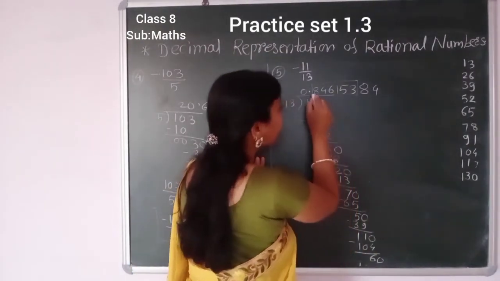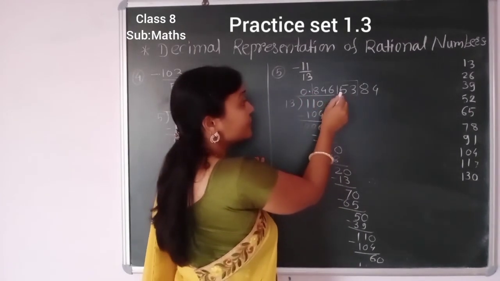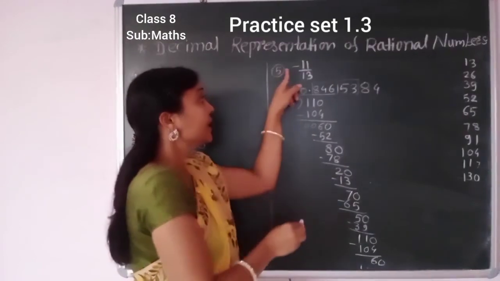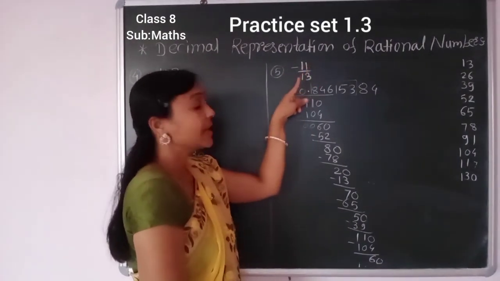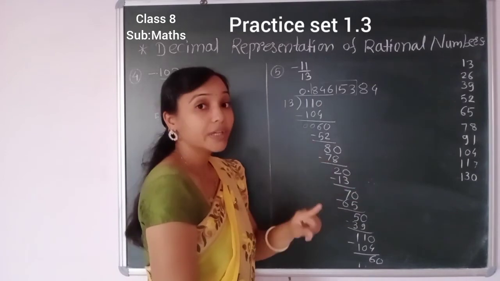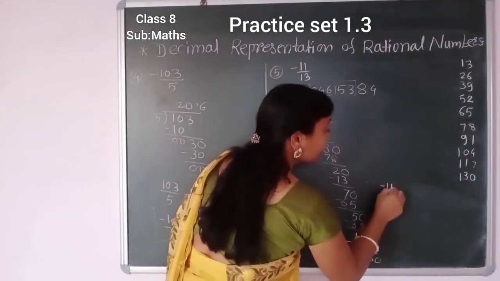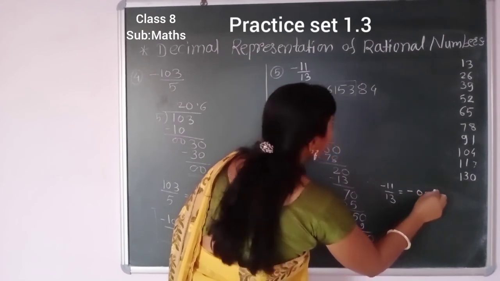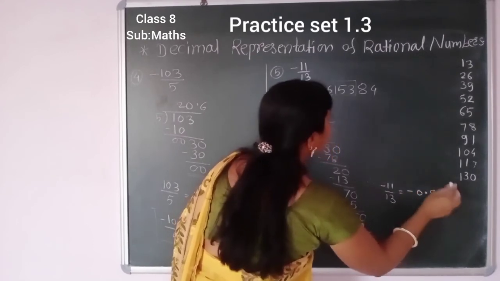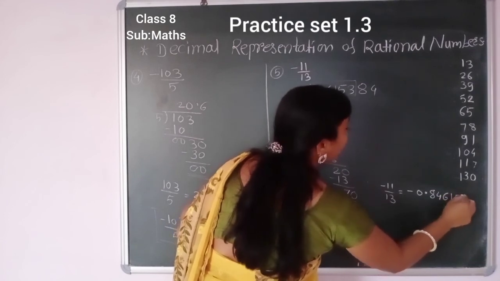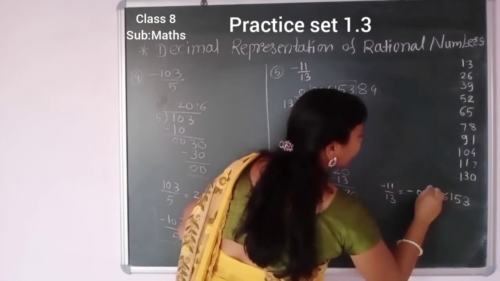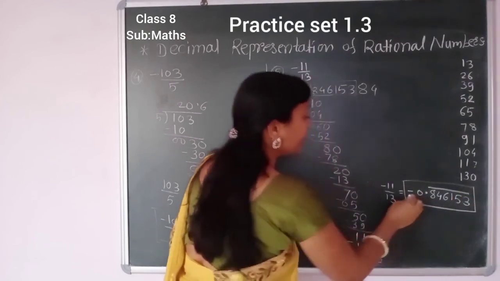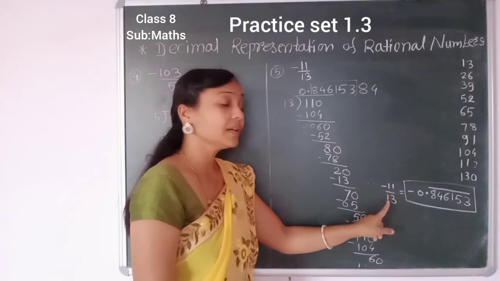So our answer is 0.846153 bar. But in the example we have minus 11 by 13, so our answer is also negative. Minus 11 by 13 is equal to minus 0.846153 and recurring. This is the decimal form of minus 11 by 13.